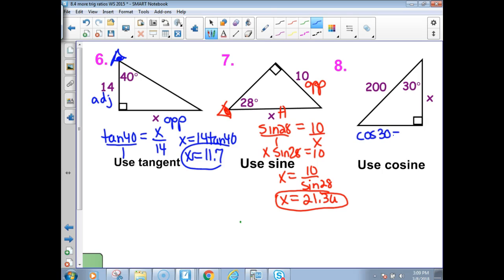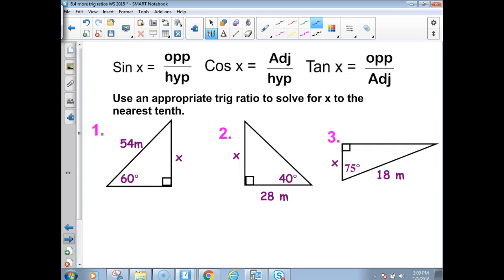Cosine of 30. Okay, that's correct. So she knew this was adjacent and this was hypotenuse. And what did you get for your calculation? 173.2 units. Okay. I can tell you're obviously ahead of me on this. All right. Well, I want to get some more setups.